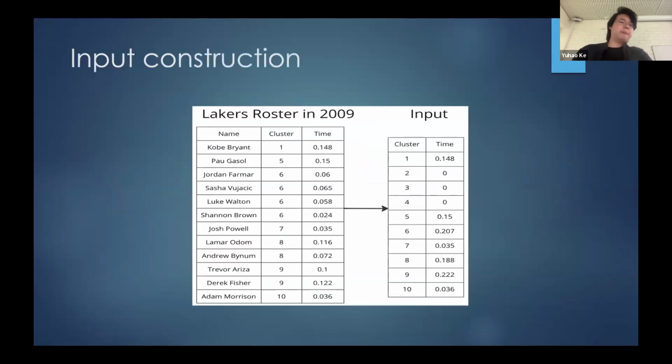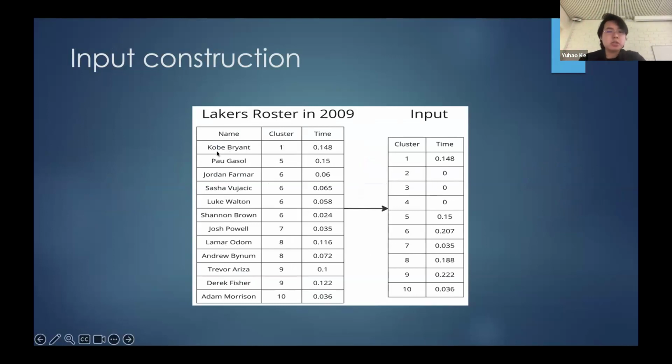Here's one input for one record, the input of one record for the neural network. Here is the actual Lakers roster in 2009. You can see here are the players' names, here is the cluster they are categorized in, and here is the time proportion. This is not the actual time, but the time proportion they played in the whole team.